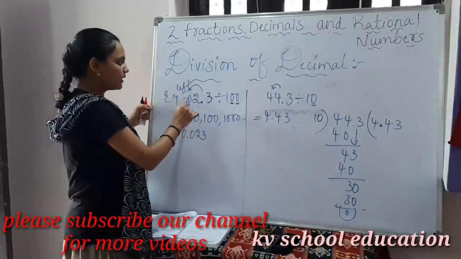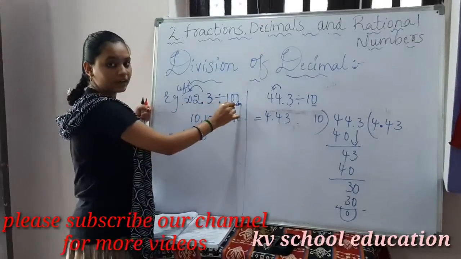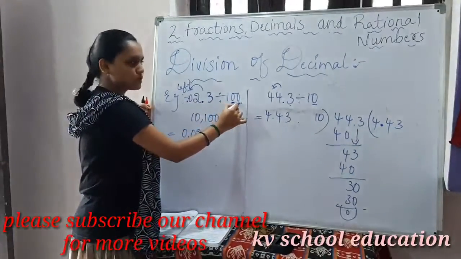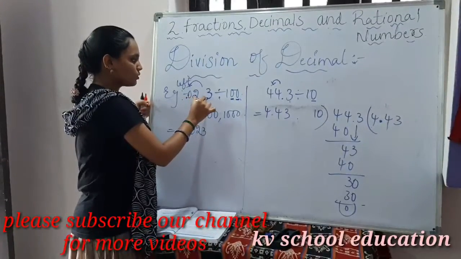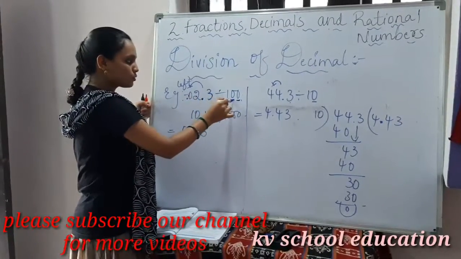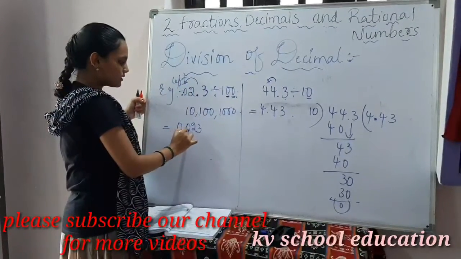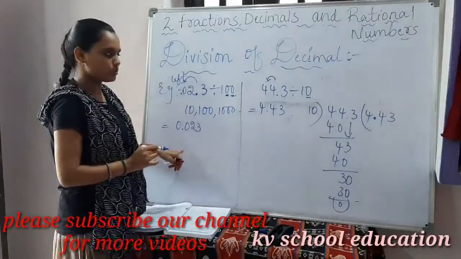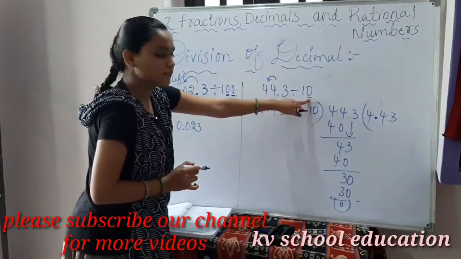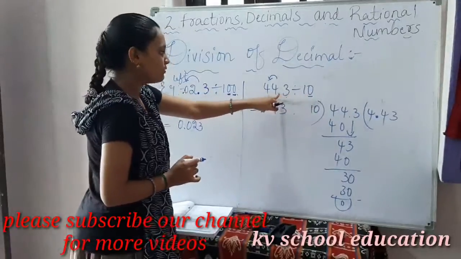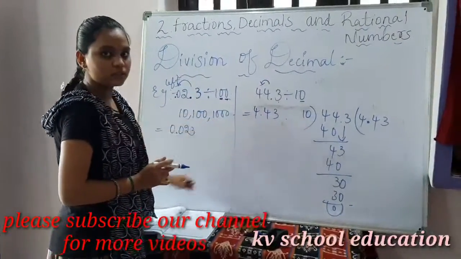Once again I will repeat. 2.3 divided by 100. So here there are 2 zeros and the point is between 2 and 3. So here we should move the point 2 digits to the left-hand side. So here 0.023 is the solution. Same here, 44.3 divided by 10. Here there is one 0. So we should move the point one place to the left-hand side. So 4.43 is the solution.